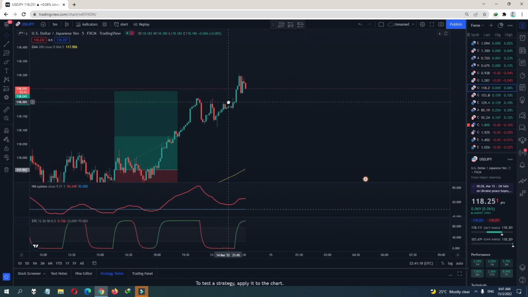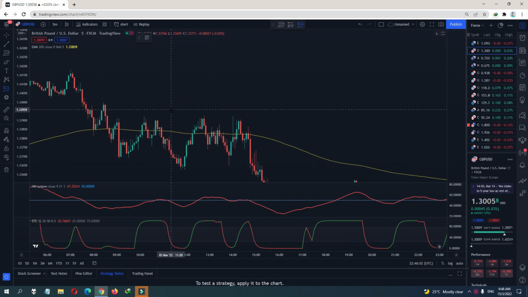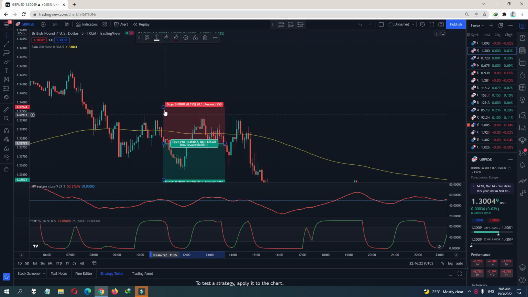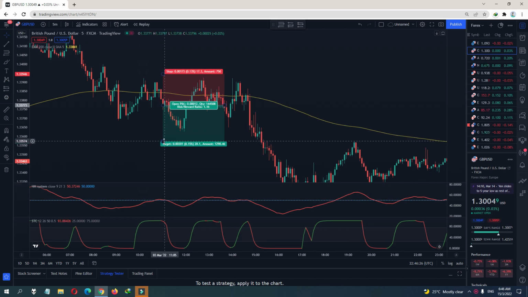For sell, it's the opposite. The price has to be below the 200 EMA, and then the STC has to go above the 75 line here. It turns red from green, and the WMA has to be above the 50 line. So this is a sell signal. The stop loss is the last swing high. You can target 1 to 2 or whatever.